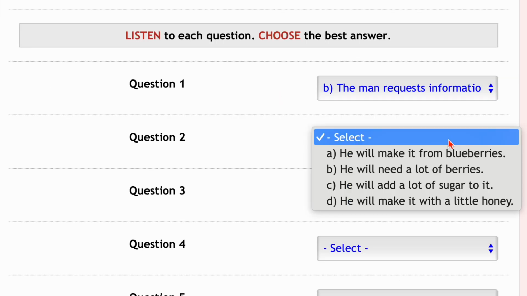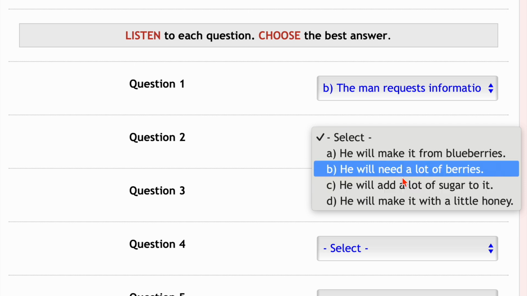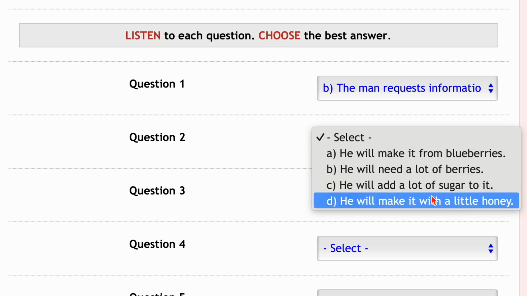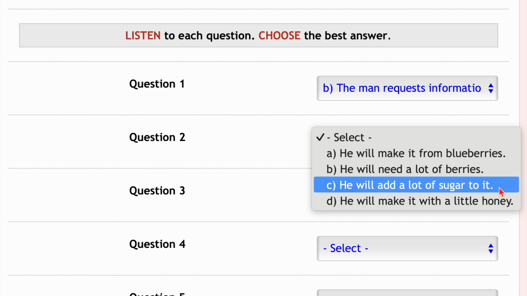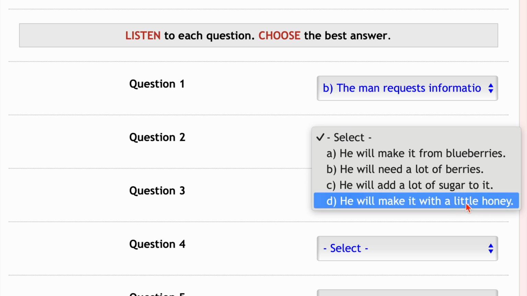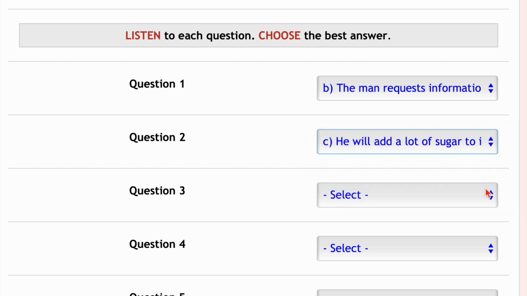So let's look. He will make it from blueberries. Well, he's thinking about elderberries or blackberries. He will need a lot of berries. She didn't say no. He will add a lot of sugar to it. This seems like the answer. She says, don't put sugar. That's not good for you. Not honey. So C is the answer. Okay.